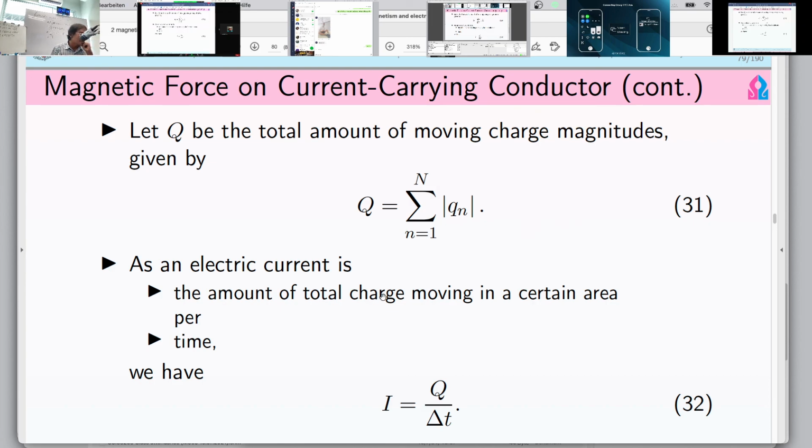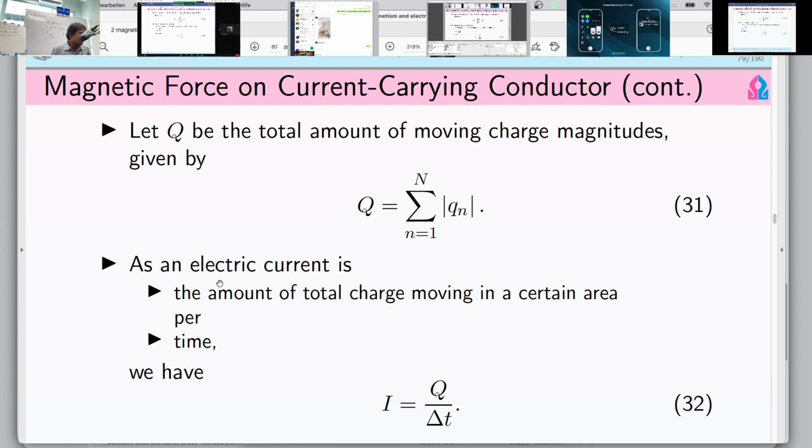Let's say we introduce a new variable, which is the capital Q. The capital Q is the total amount of charge that includes every moving particle. Each moving particle has its own charge, but in that area, let's say we have the total amount of charge by variable Q, which is the summation of each charge. We don't care whether it is positive or negative, just make the summation.